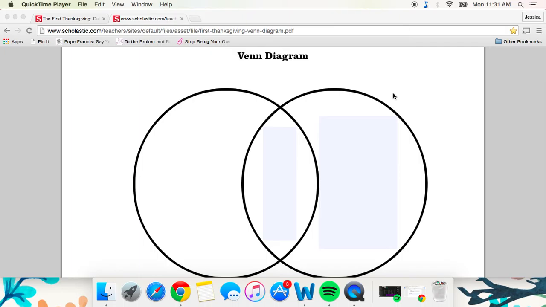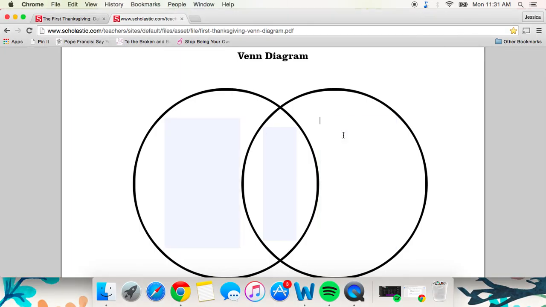And so what we can do is, the part where the circles overlap is the part where you would write anything that they have in common, so any similarities. And then these two parts, this one here and this one here, would represent differences that they have.